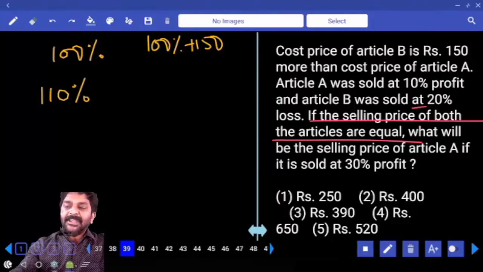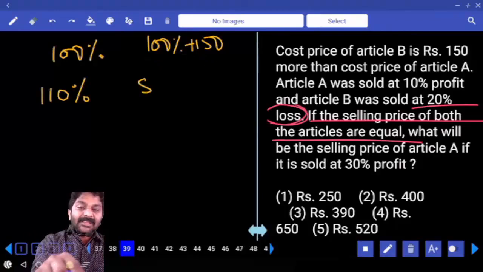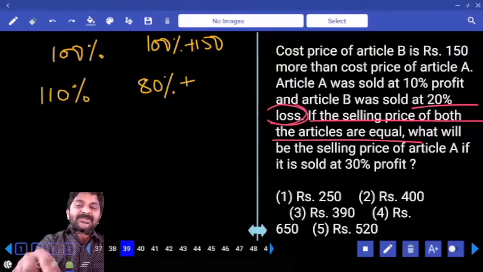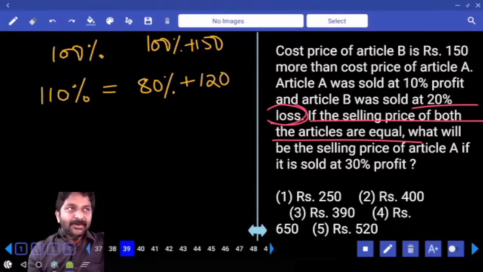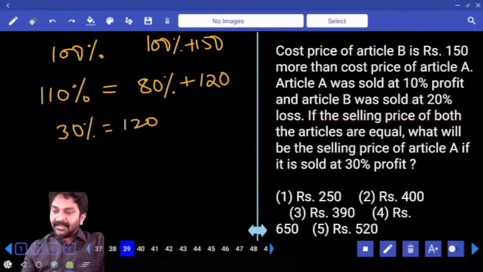B was sold at 20% loss. 20% loss on this number. 80% plus 20% of 150, 30. 30 loss in the sense 120. And according to the information, both are equal, right? Now from this 110% is equal to 120.